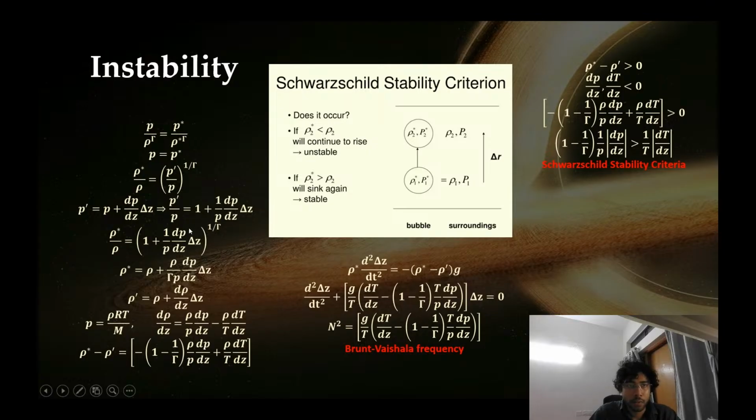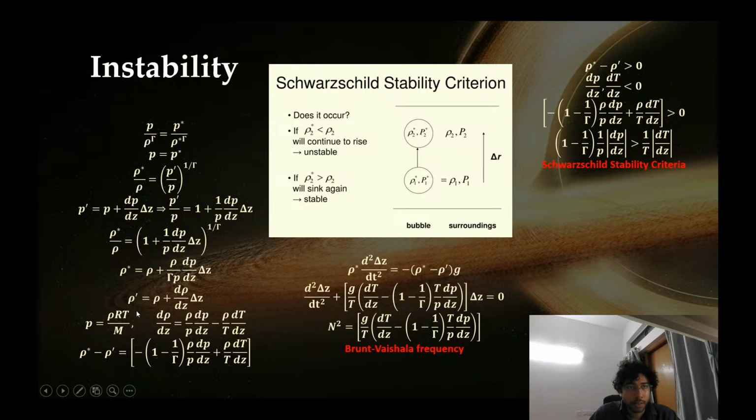Right. Now we get this, and similarly we can just take this to this side and consider this term as a small term. So by doing binomial expansion again, we get this thing: rho star equals rho plus rho by gamma p dp/dz delta z.